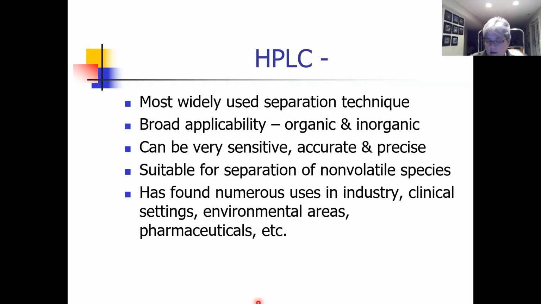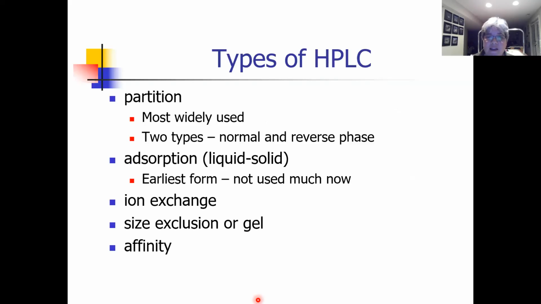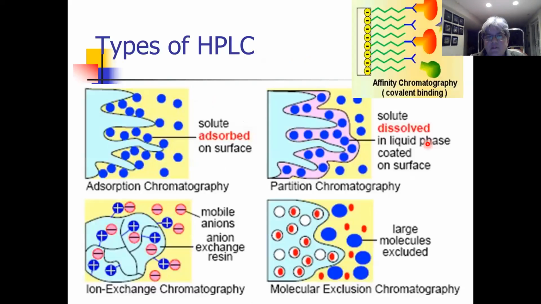So there are several different kinds. By far, the most common is this one that we call partition. Okay, all of these are liquid chromatography. And there's actually 2 kinds of partition, and we will spend most of our time today talking about this. We will then briefly talk about these 4 other kinds. And this picture kind of shows you quickly what are some of the differences.